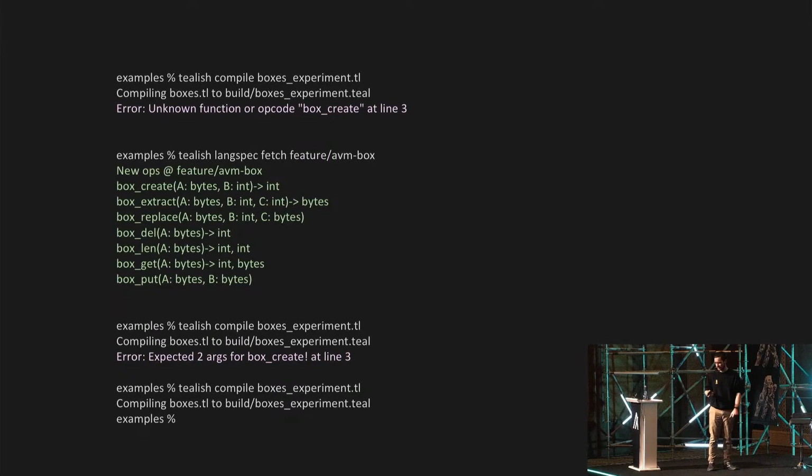And then you can try to compile your code again, and it tells you that you actually used that box create opcode wrong. It was expecting 2 arguments. You fix that, and then you have compiled your code. And now you can actually experiment with those features in Tealish directly, even though Tealish didn't know anything about those opcodes.